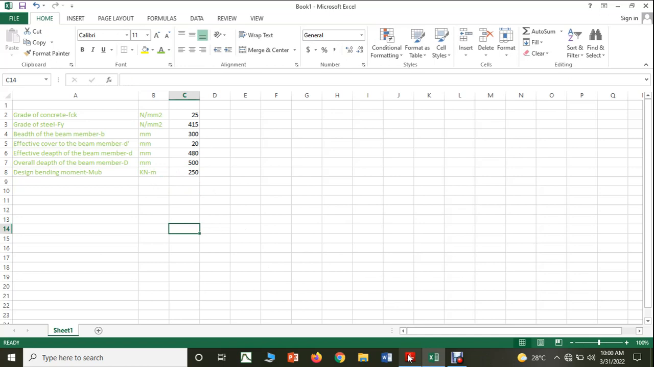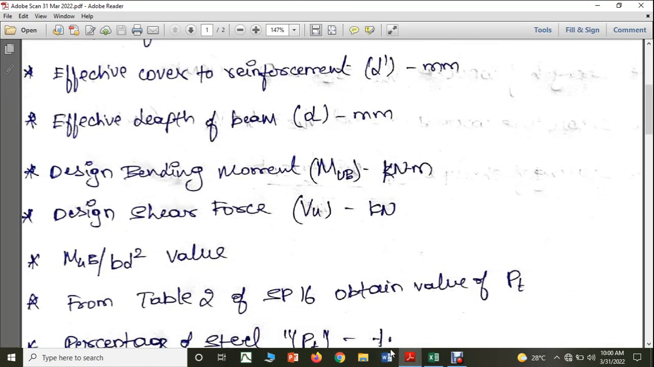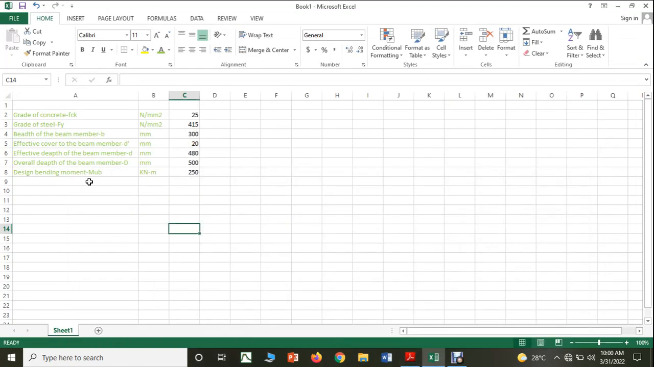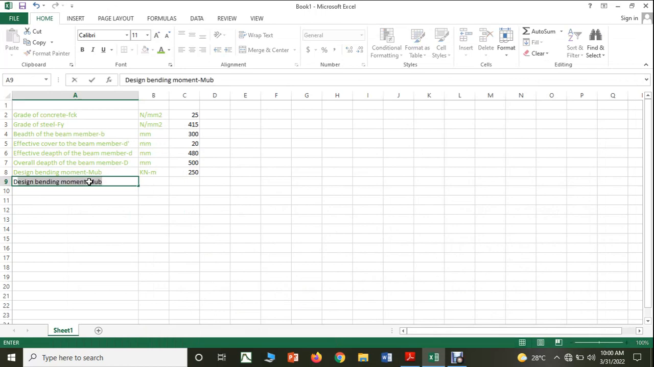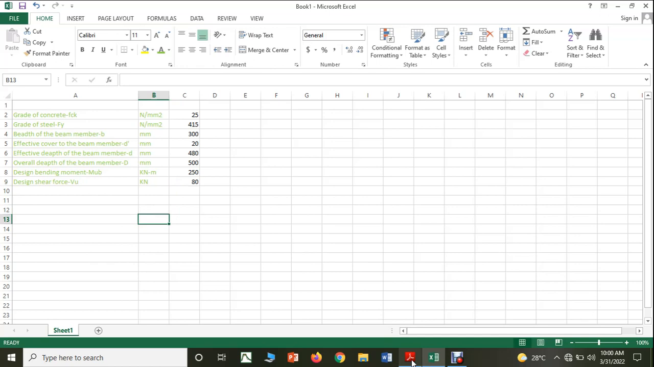Then next you have the design shear force. The design shear force we represent as VU, and that will be in kilonewton. Let us give it as around 80, say for example.